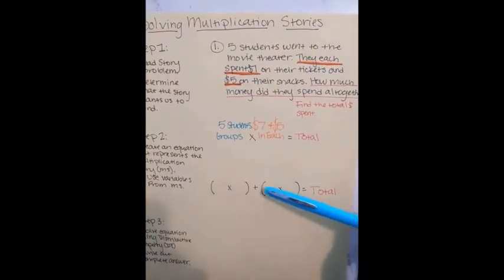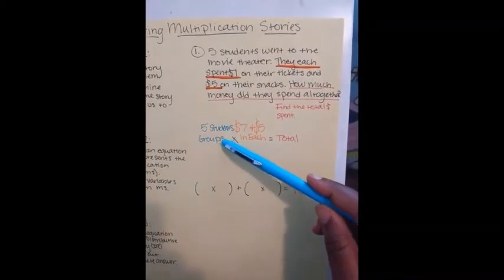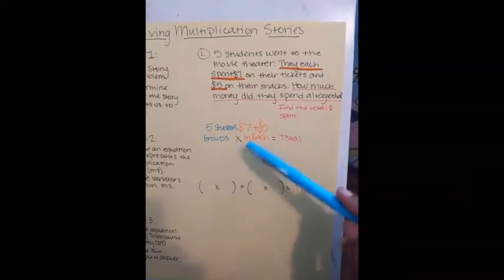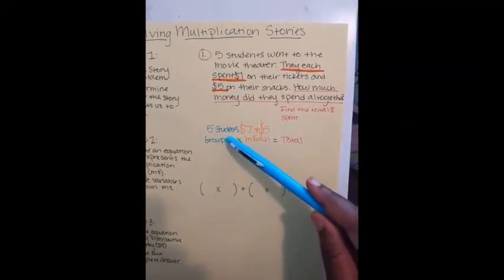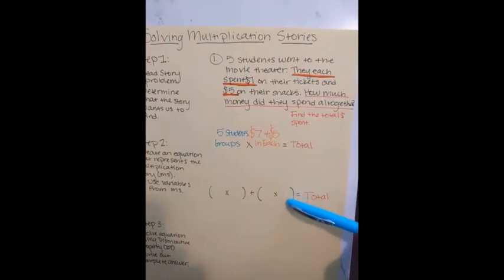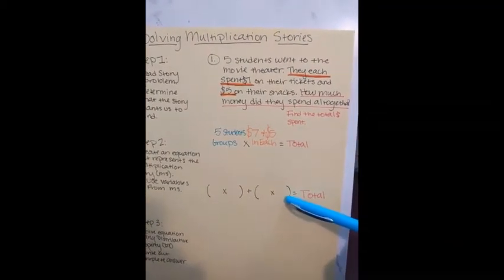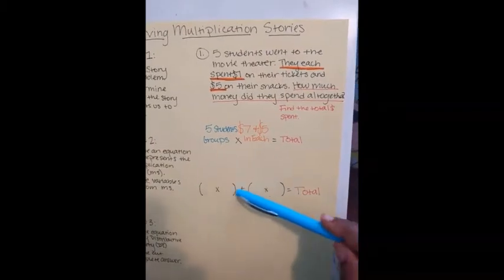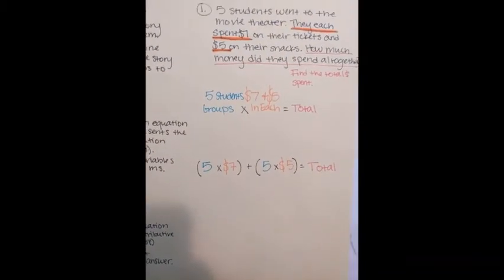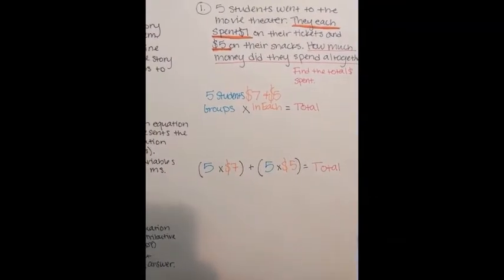So inside of the parentheses, we will have groups times the in each for one of our numbers in the in each. And on the other side, we will have groups times the in each for the other number. Let's go ahead and fill in our equation. Our equation is now modeled in the distributive property format.